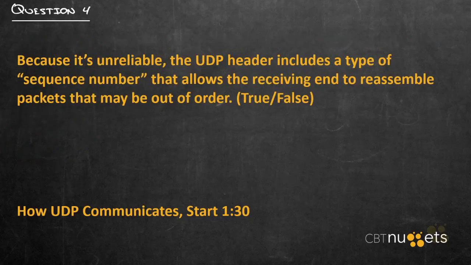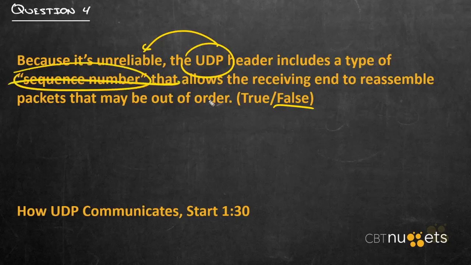And last one, question 4. Because it's unreliable, the UDP header includes a type of sequence number that allows the receiving end to reassemble packets that may be out of order. True or false? The answer is false. UDP is unreliable, and in that is that there is no sequence number whatsoever. So UDP sends data and hopes it gets there.